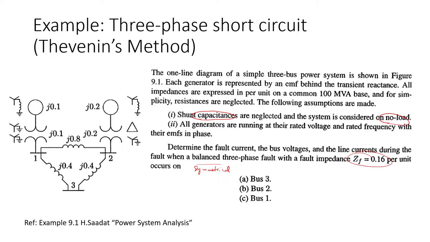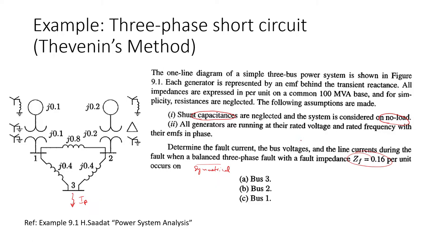So we need to find the fault current, meaning that if we consider case A, this is the fault, you need to find the fault current at bus 3. And moreover, you have to find the bus voltages, the voltage of each of these three buses during the fault, and the line currents during the fault, right? Okay, let us dive into the solution.